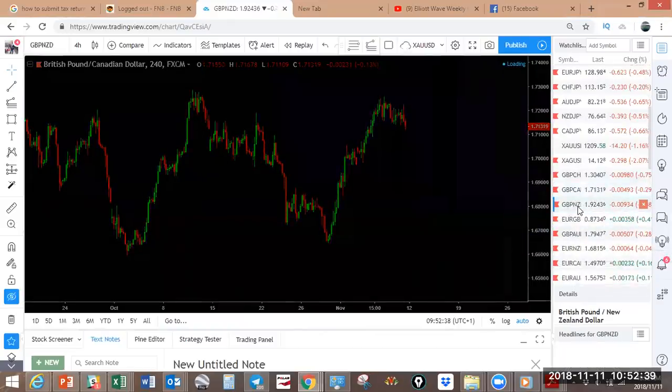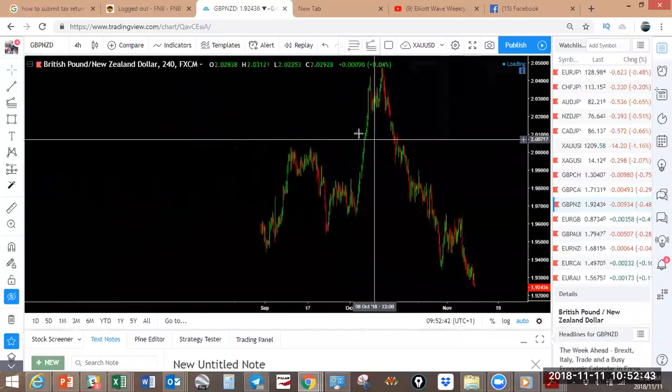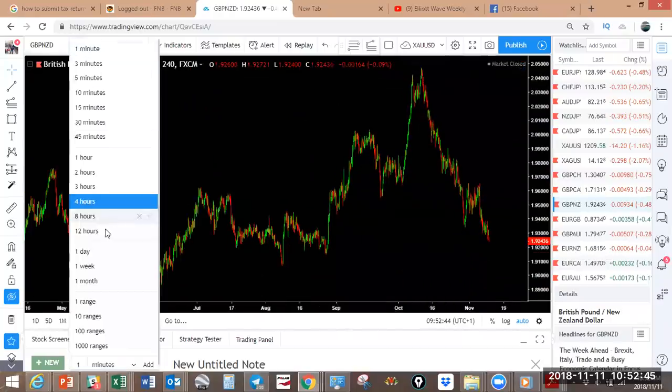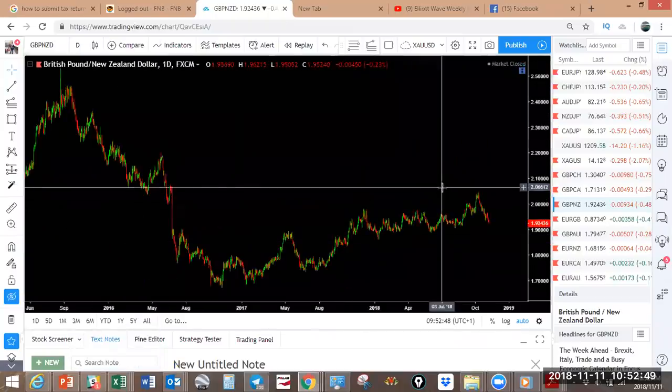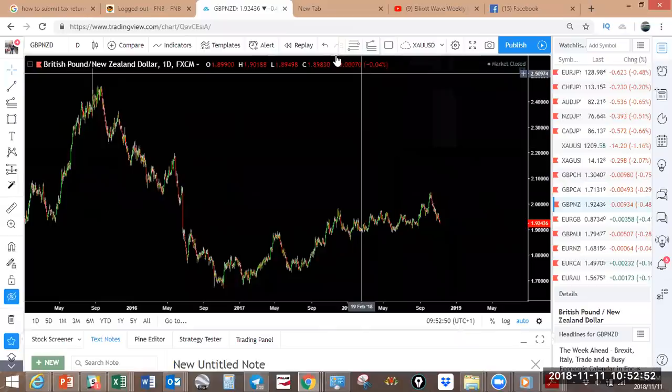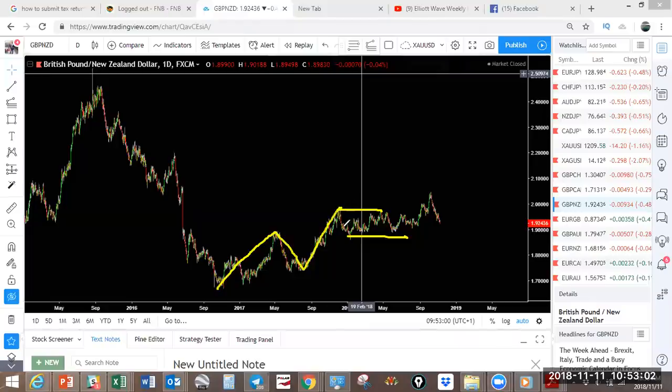Let's look at Pound New Zealand. Pound New Zealand, for daily, and see why we're dropping. The reason why I'm showing you the daily is because we expected 1 more up from current levels. So now this is what this pair looks like. We made this corrective structure. We made 1, we made 2, we made 3 here, 4.